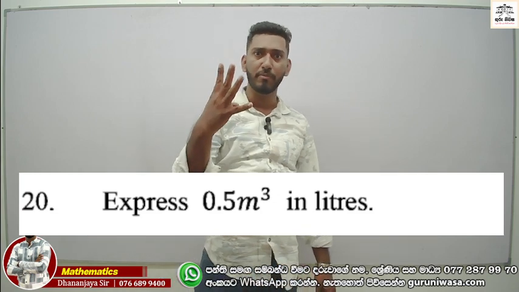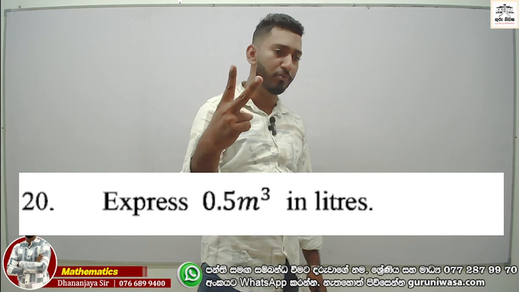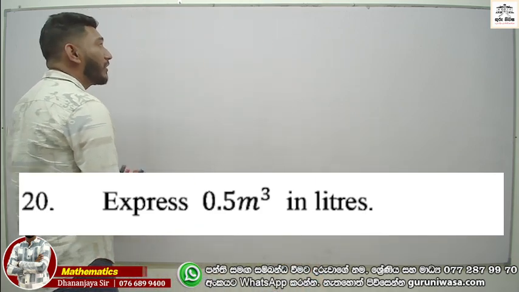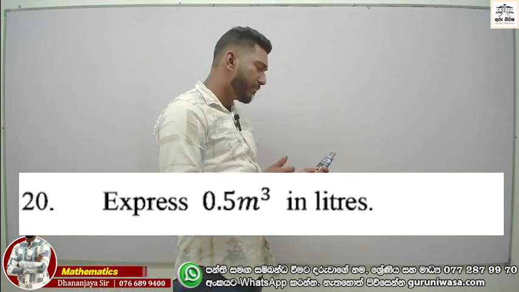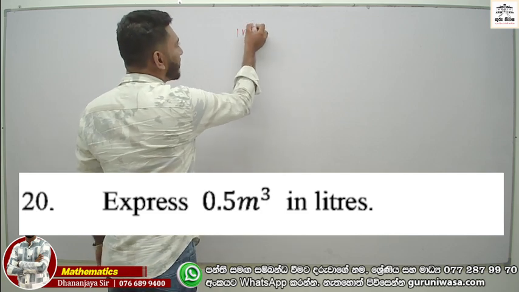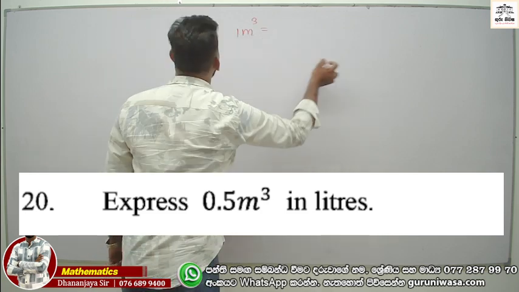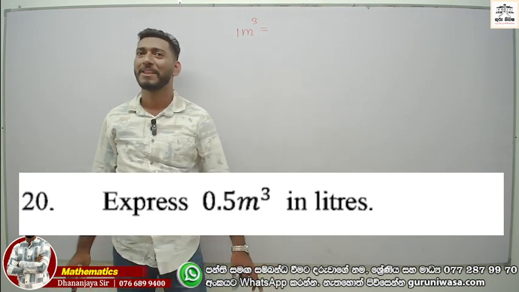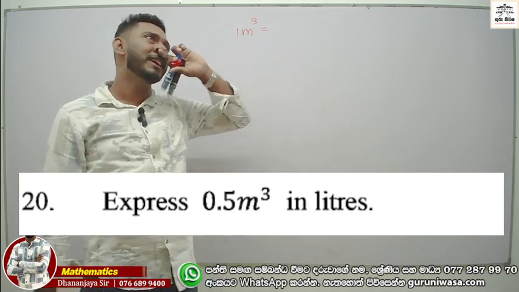There are 40 marks. Each question carries 2 marks. Therefore, express 0.5 to the power of m to the power of 3 as cubic meters. Who remembers? Tell me. 1 cubic meter is equal to what is the answer?